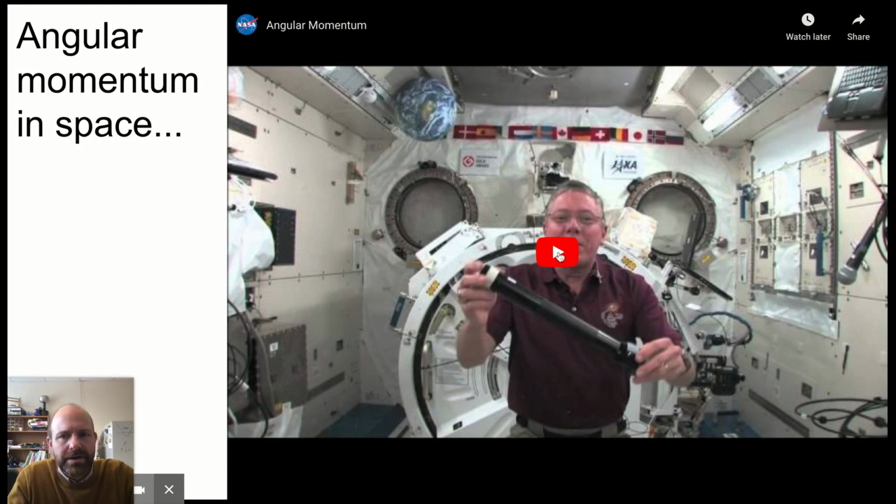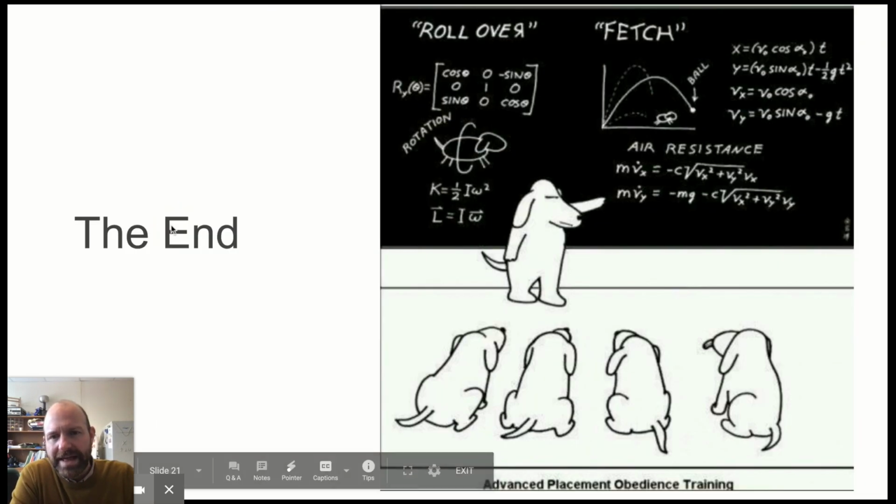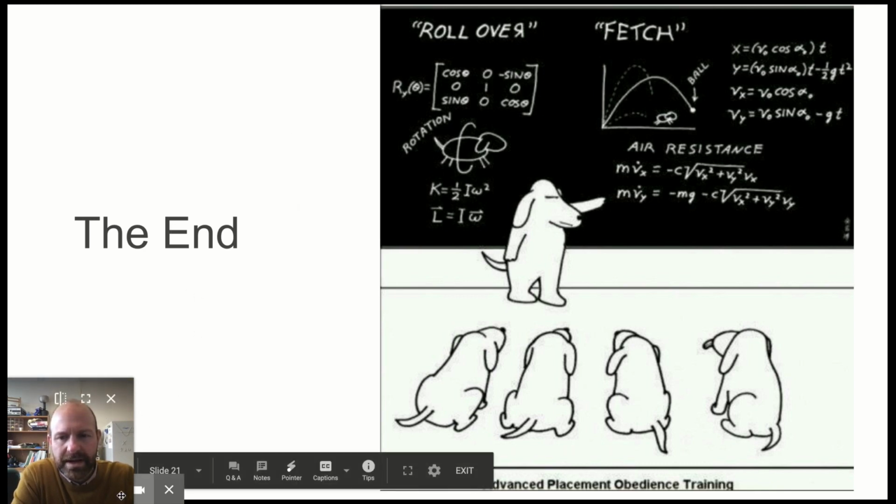I've got another video here, angular momentum in space. It's a little video of an astronaut on the International Space Station talking about angular momentum and the giant gyroscope that keeps the space station from tumbling around, instead of using fuel to adjust its orientation. I'll let you take a look at this video on your own time because it is a little bit longer and you'll be able to hear it better. But that's the end. All right, we'll talk a little bit more about this stuff in class.